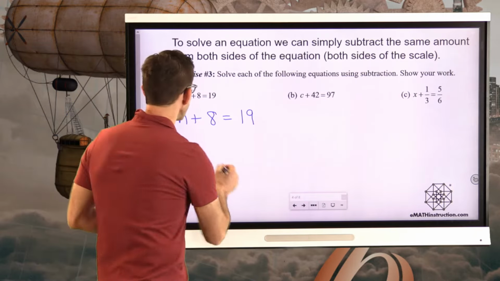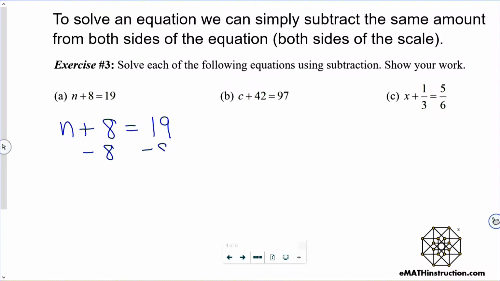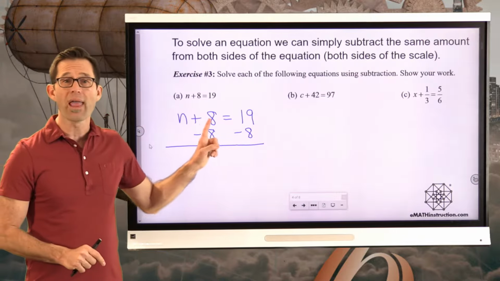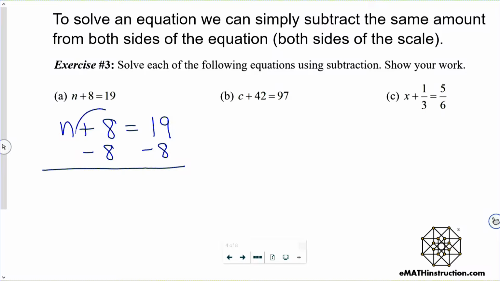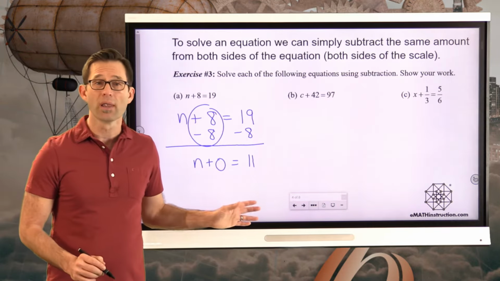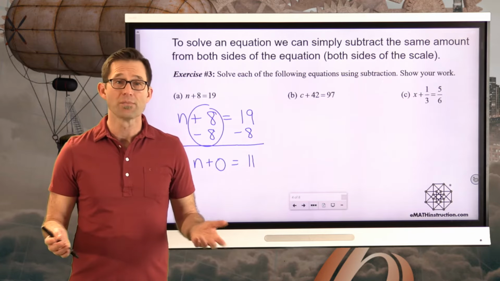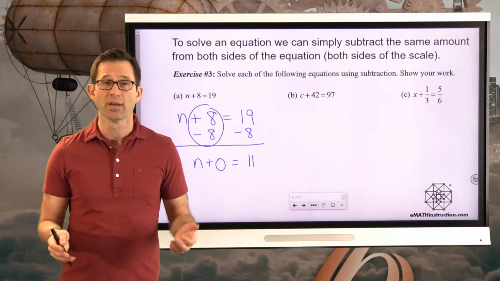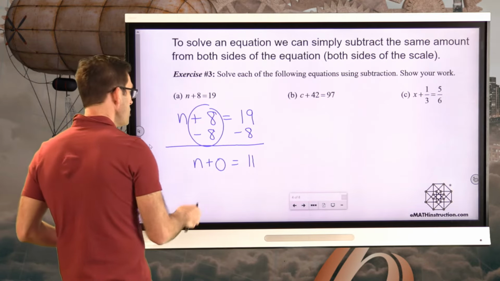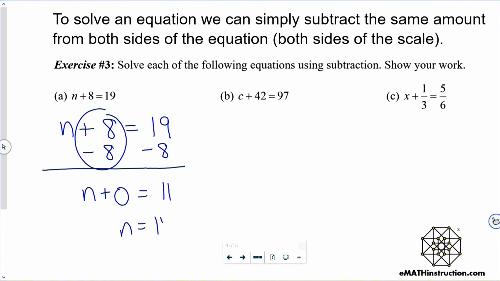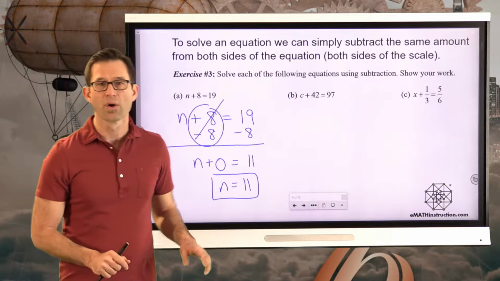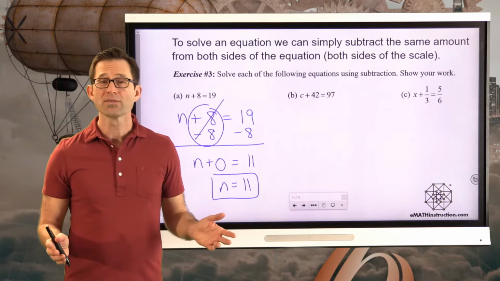But very often to save room, we'll do something like this. It almost looks like a subtraction problem. And then we just say, well, 8 minus 8 is 0. You could definitely write this down: n plus 0 is equal to 11. But of course, n plus 0 would just be n. If I have n and I add 0 to it, I just have n. So many people will skip that step and just say, all right, these two cancel because 8 minus 8 is 0, so I simply have n equals 11. That's all there is to it.